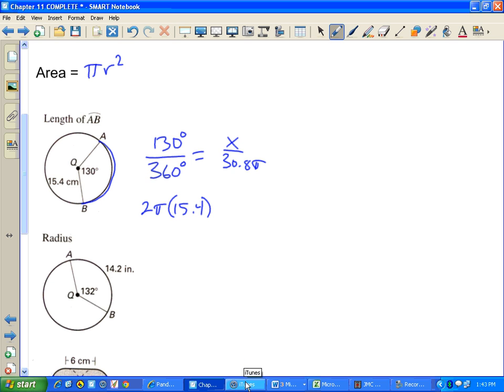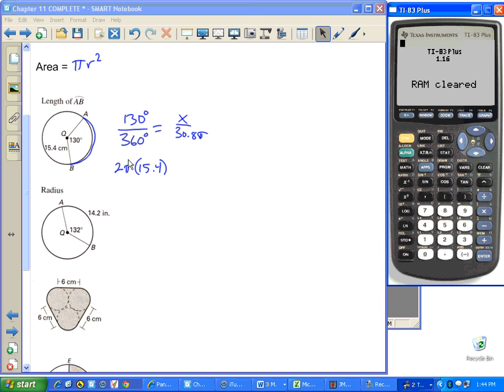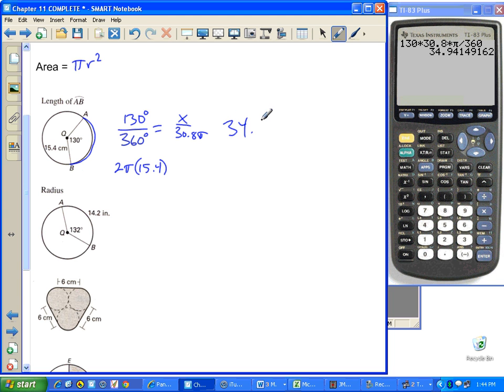Let me bring up my calculator quick. So if I want to find how long this section is, I just need to cross multiply and solve. So I can just take 130 times 30.8 pi, and then divide that by 360, and that'll be the arc length, the length of arc AB. And that'd be in centimeters.